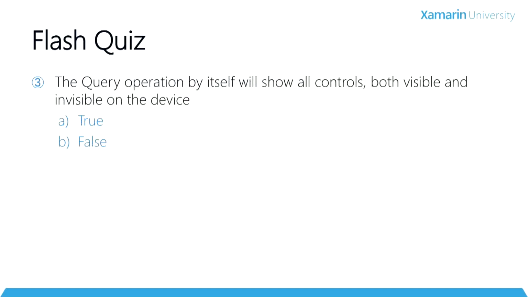Question 3. The query operation by itself will show all controls, both visible and invisible, on the device. Is that true or false? That's false. By itself, the query operation will only show the visible controls. If you want to see the invisible and visible controls, you'll use the query operation and pass in the all selector.